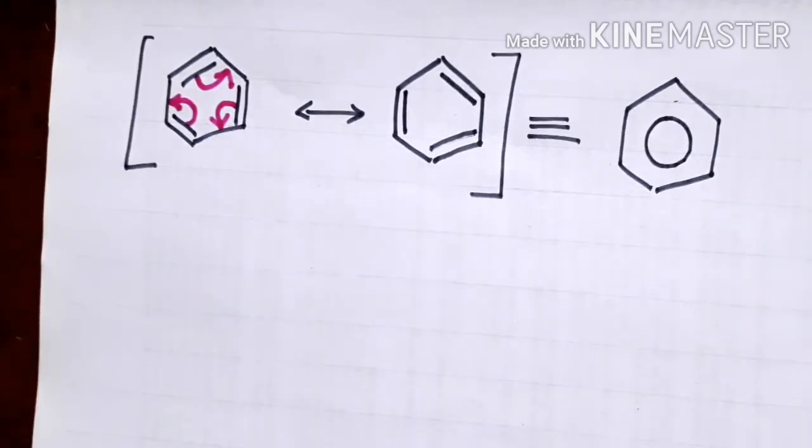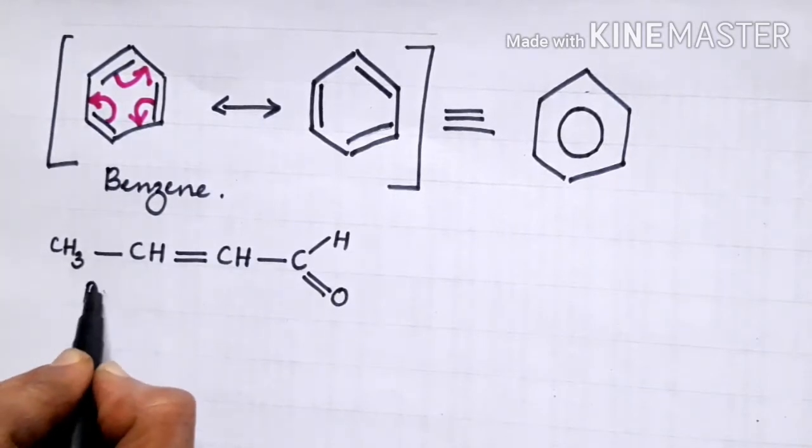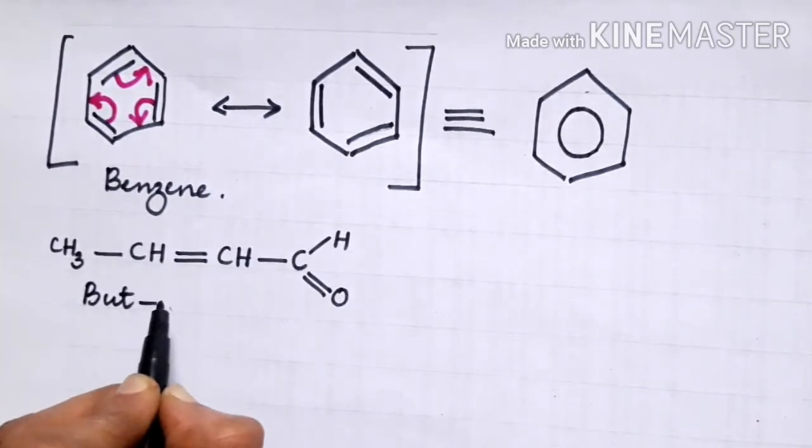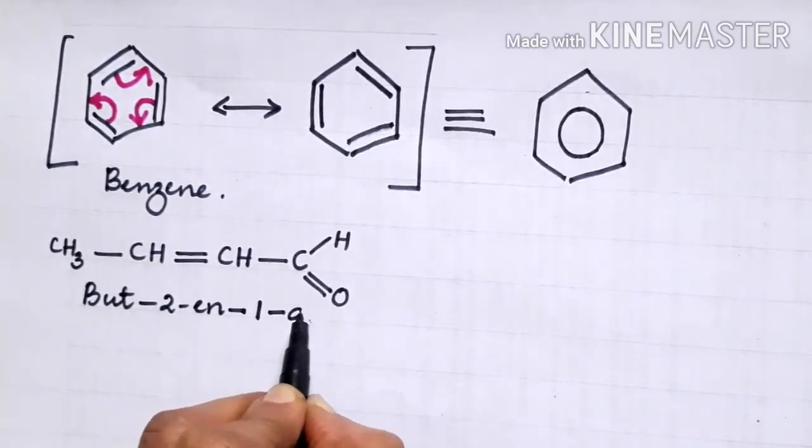So, resonance effect or mesomeric effect refers to polarity produced in a molecule as a result of interaction between two pi bonds or a pi bond and a lone pair of electrons. Take the case of but-2-en-1-al.